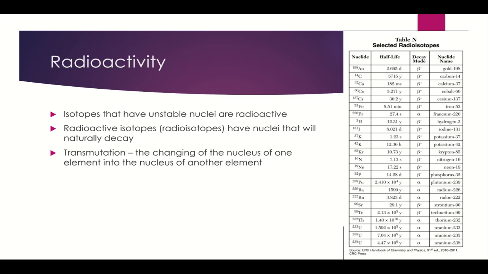Transmutation is the changing of the nucleus of one element into the nucleus of another. Okay, so that's an important vocabulary word, transmutation, changing from one element into another. So a lot of the things that we're going to be talking about today are transmutations. Okay, in fact, all of them are. Okay, so when something decays, when it's radioactive and it's unstable and it decays, it undergoes transmutation.